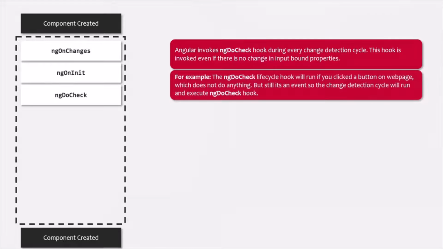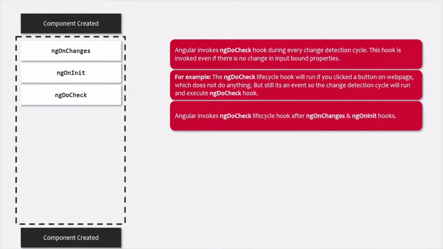For example, the ngDoCheck lifecycle hook will run if you click a button on the web page which does not do anything. But still, since it is an event, when you have clicked on the button, the click event has happened. And since the click event has happened, the change detection cycle will run. And since the change detection cycle will run, it will call the ngDoCheck lifecycle hook. Angular invokes the ngDoCheck lifecycle hook after the ngOnChanges and ngOnInit hooks. And we will see this with an example.